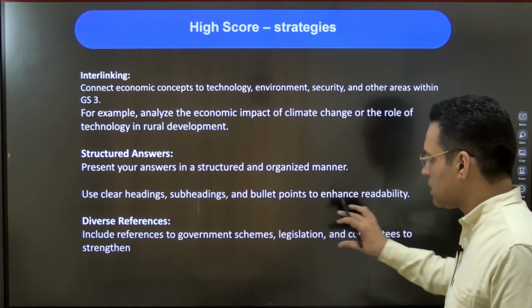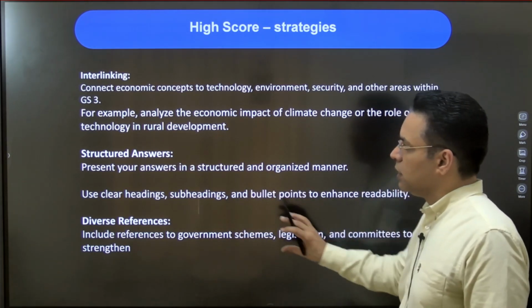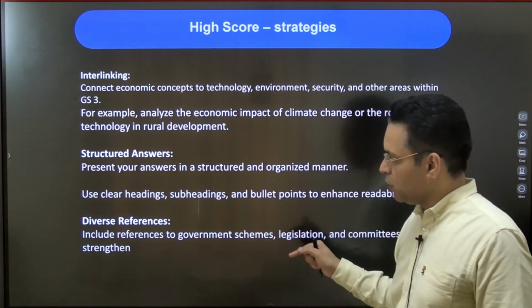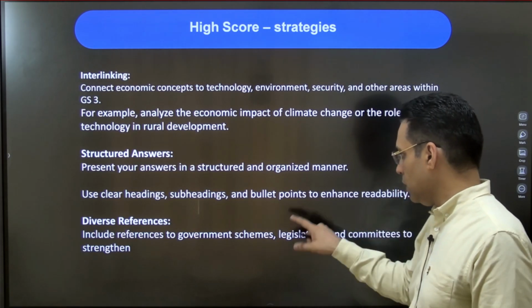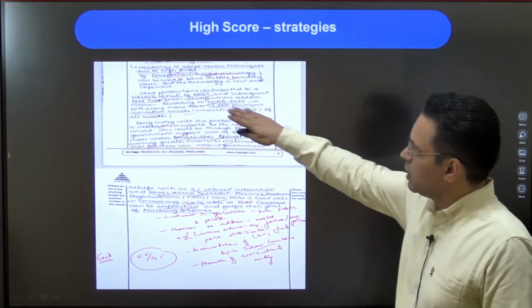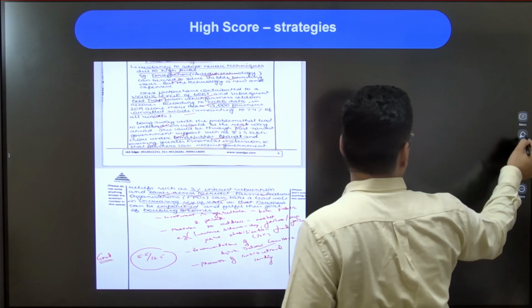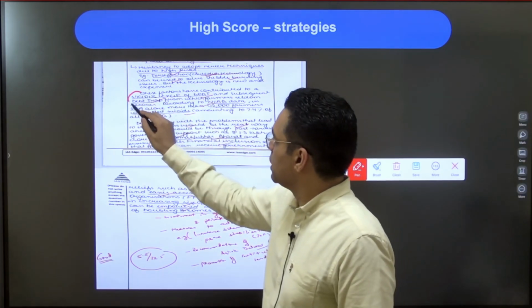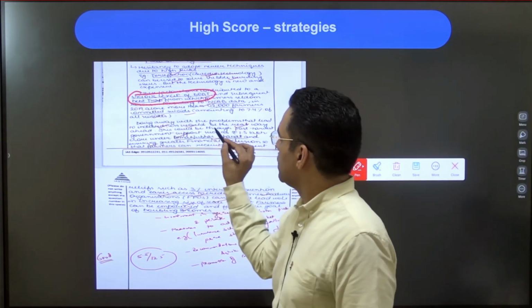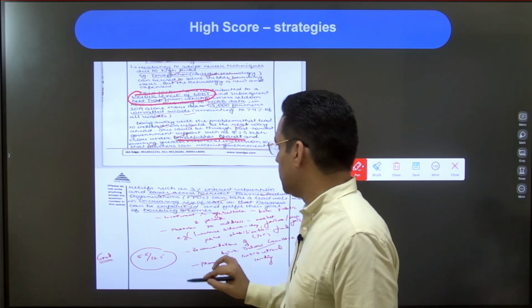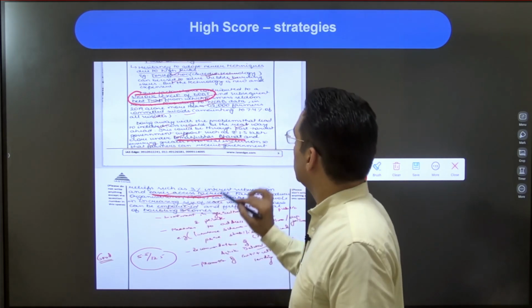Clear heading, subheading, bullet points. This will help your answer more structured. Evaluation आसान हो जाता है. Okay. So you can look here. The subheading is there. The bulleting is there. Okay. You can see here the bulleting is there. Okay. Underline is there. Key points. Atmanirbhar Bharat. Okay. Easier access to credit.